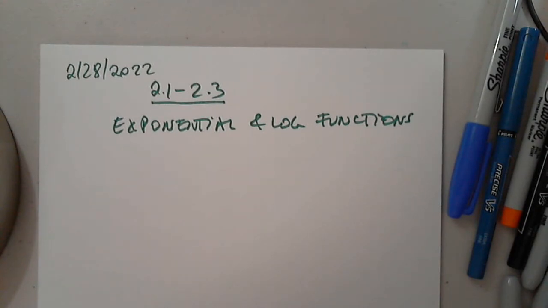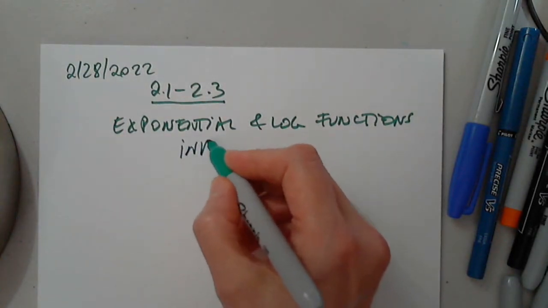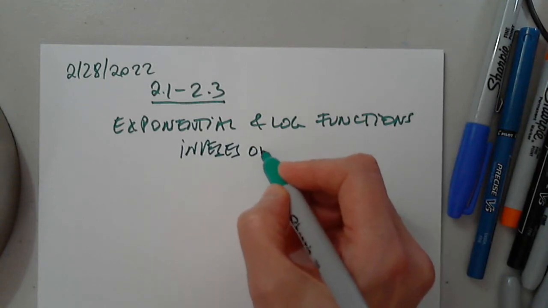Look. 10 to the x and log. e to the x and ln. Okay? One will undo the effect of the other. This will undo the effect of this. This will undo the effect of this. Same thing here. They are inverses of each other.